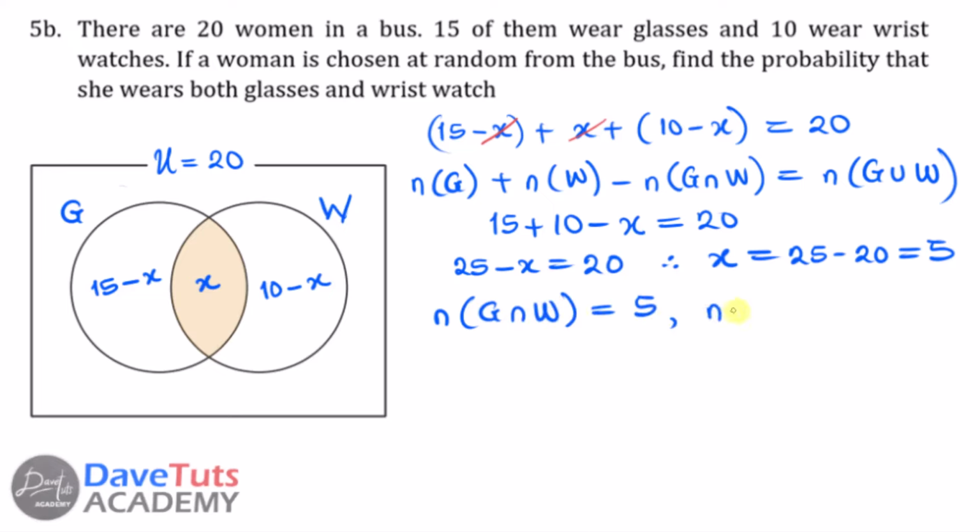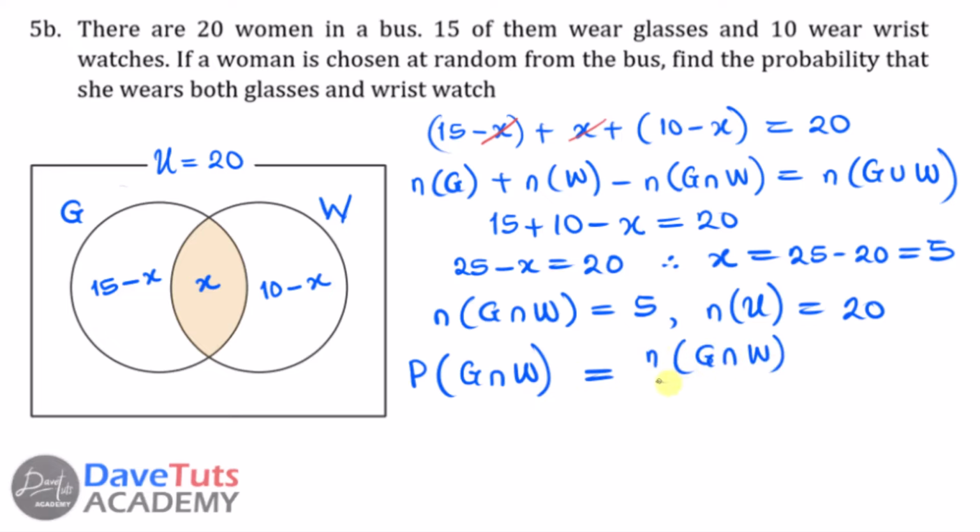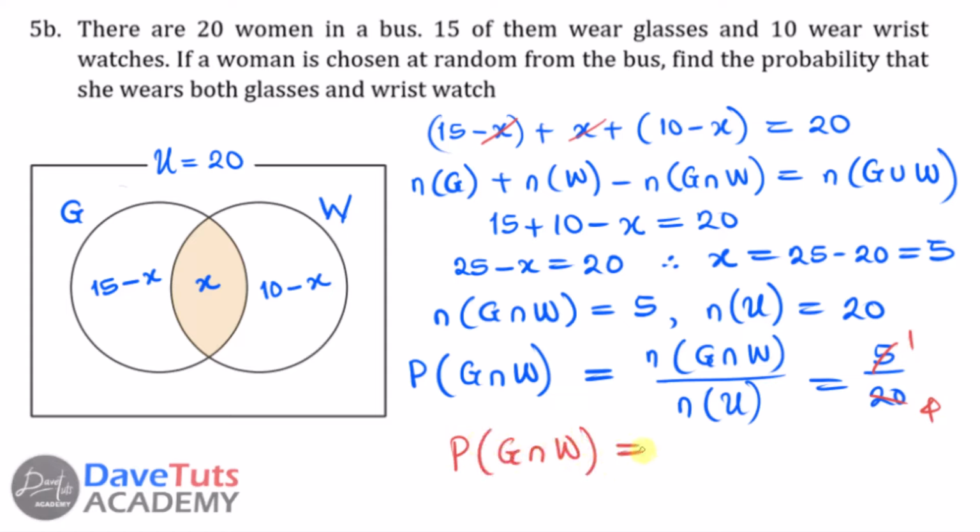Then already we have the total number of women, which is 20. In this particular case, the probability for those wearing glasses and wristwatches is equal to the number of those wearing glasses and wristwatches over the total number that we have, and that will be 5 over 20. And if you want to just cut, you can say 5 goes into 5 once, and 5 goes into 20 four times. So the probability for women wearing glasses and wristwatches in this particular question is nothing but 1 over 4. It is our understanding of set theory that really helped us to interpret this and find the probability as we are requested to find.